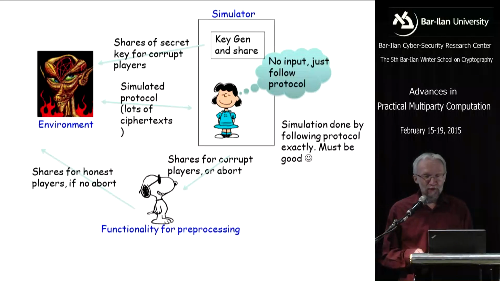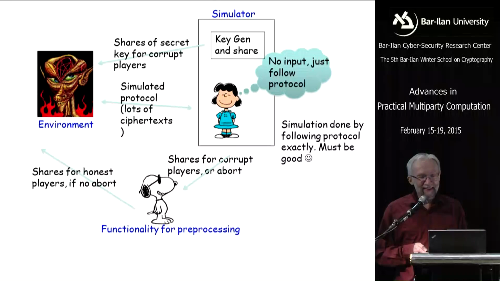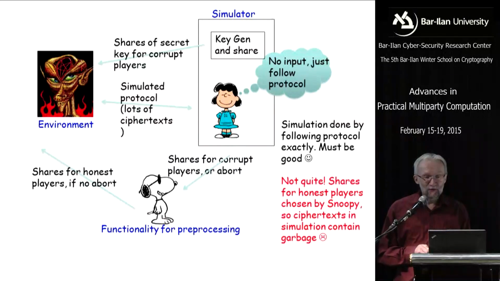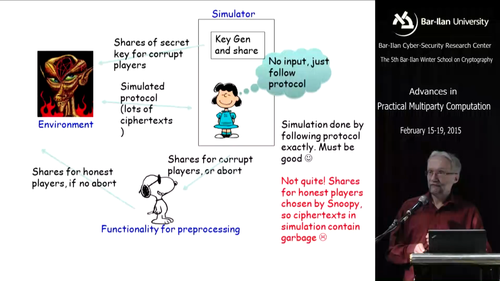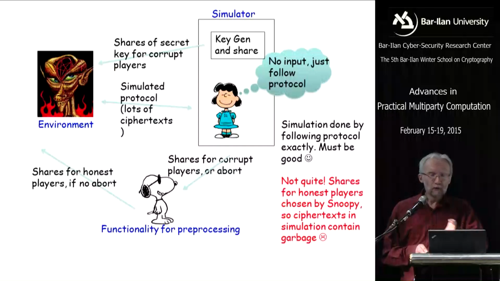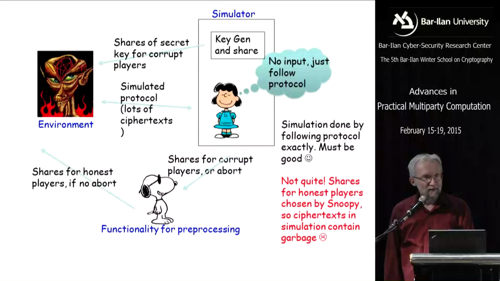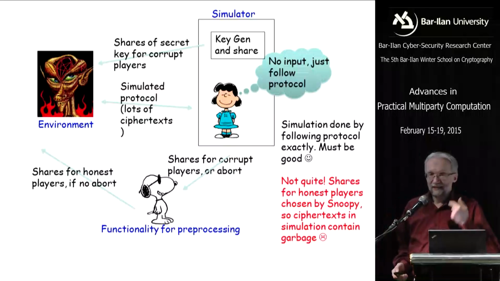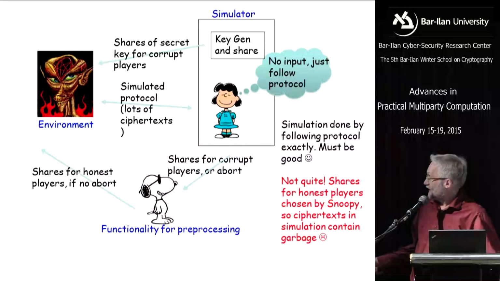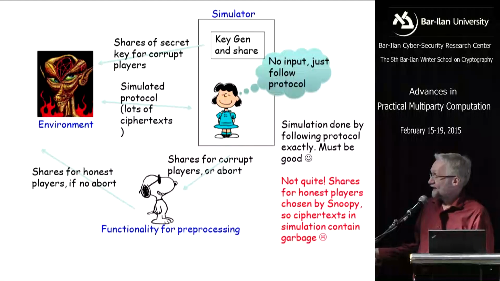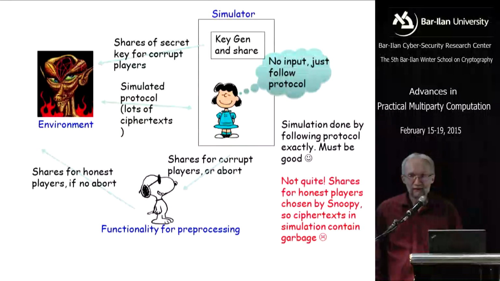Okay, so the issue is snooping. It's the functionality that chooses the shares for the honest players, right? As simulated, we don't know the shares for the honest players. Of course, we're not supposed to know those. But we simulated ciphertext supposedly from the honest players, so it means that the ciphertext we simulate contain garbage. So syntactically, there is a mismatch between these shares for honest players that the environment is seeing and those ciphertexts it's seeing in the simulation. So there's a difference there.